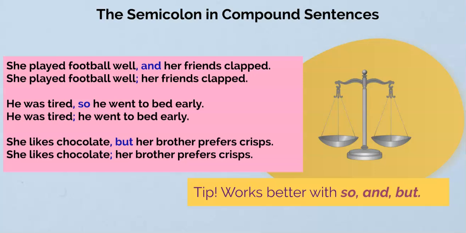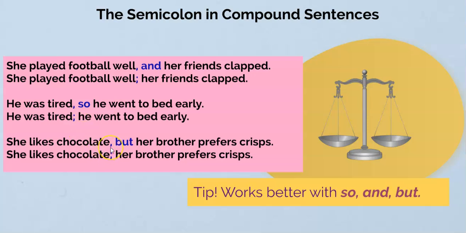It's very easy. All you do is ditch the comma, ditch the coordinating conjunction and replace with a semicolon. She played football well and her friends clapped. Ditch the comma, ditch and, replace with a semicolon. He was tired, so he went to bed early. Ditch the comma, ditch so, replace with a semicolon.